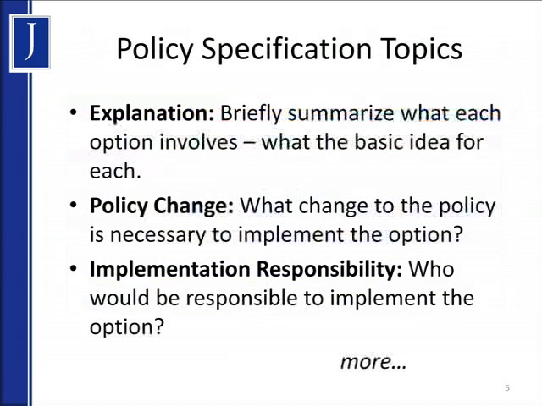The following are some of the rows, some of the policy specification topics that would occur in your table. Explanation. This is a brief summary of what each option involves, what the basic idea of the option is. Policy change. This is an explanation of what change to the policy is necessary to implement the option. Implementation responsibility. This explains who would be responsible to implement the option.